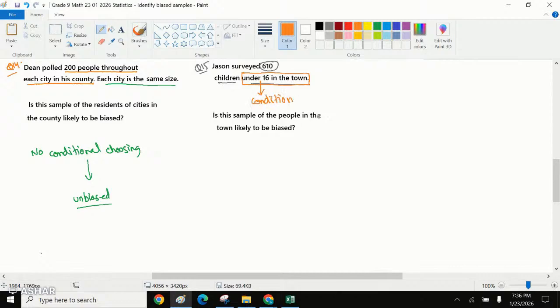And whenever there is a condition that needs to be followed, it becomes biased sampling. Okay, a biased sample is when you select a number of people, things, or anything, and the selection is done in a way that the sample of people would not give accurate answers.